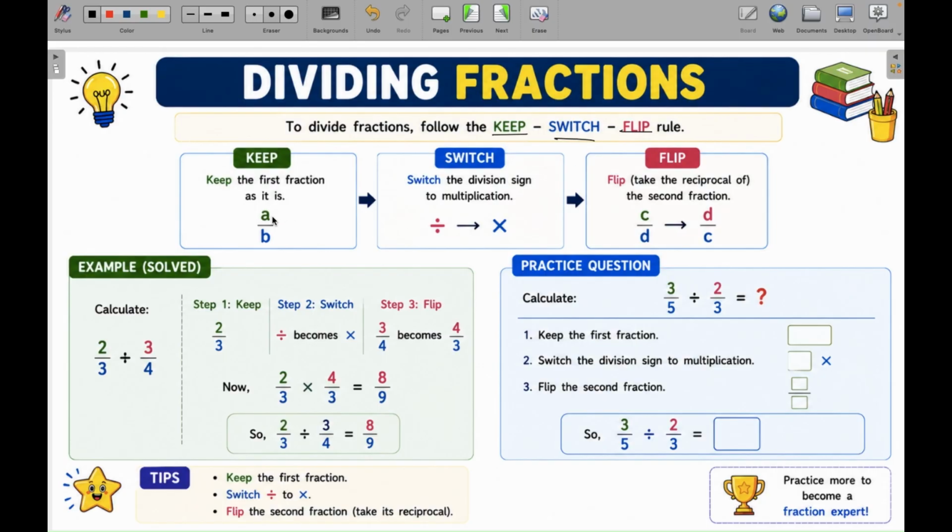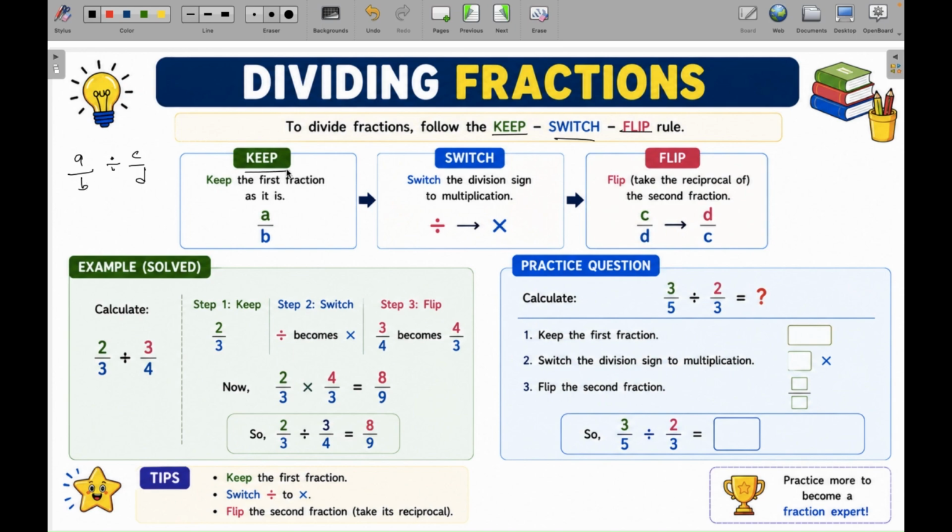Say for example, we are given a fraction, right? What does the question say? We have to divide this fraction. So this is the fraction a by b. We have to divide this by c by d. So we have two fractions, we have to divide them.